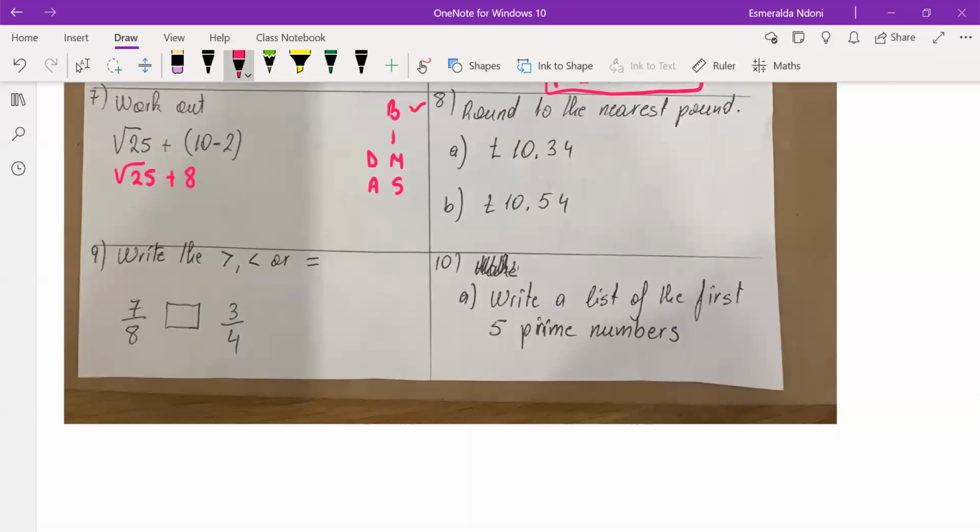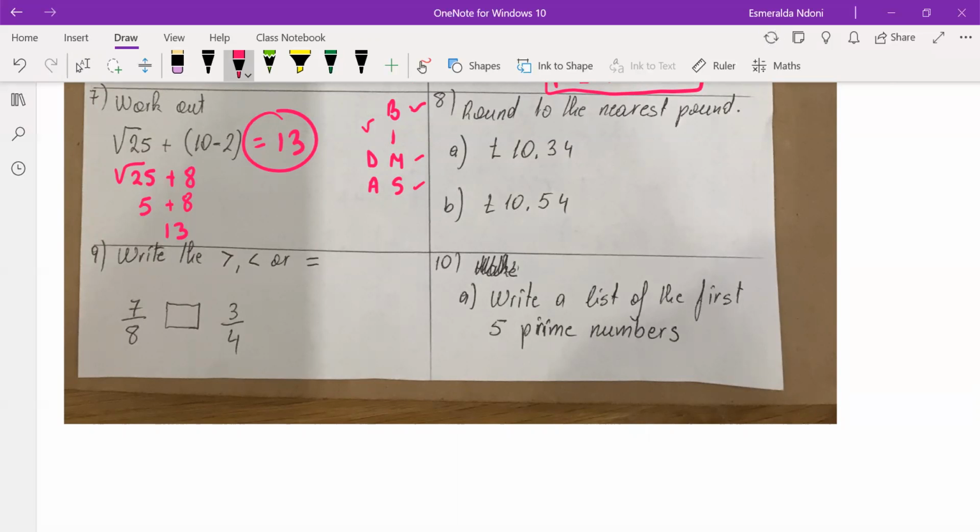Do I have indices? Indices and square root are done at the same level. So let's do the square root first. The square root of 25 is 5. And I leave everything as it is. Now I check, do I have division or multiplication? I don't, so I move on. Addition or subtraction, I have an addition, and the answer is 13. And I finished. Mark your work or stop, pause the video and correct it.